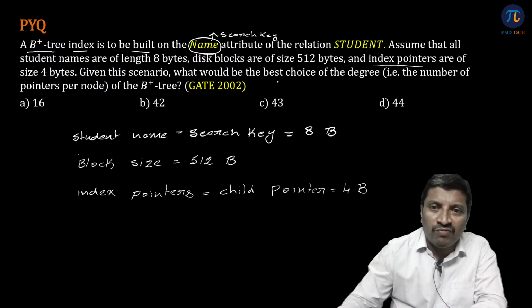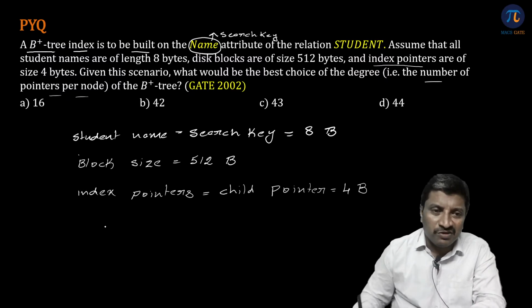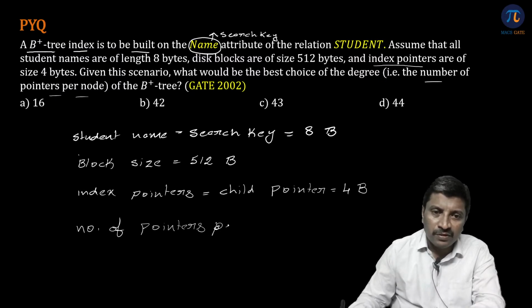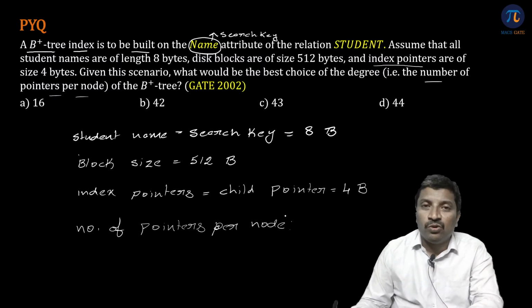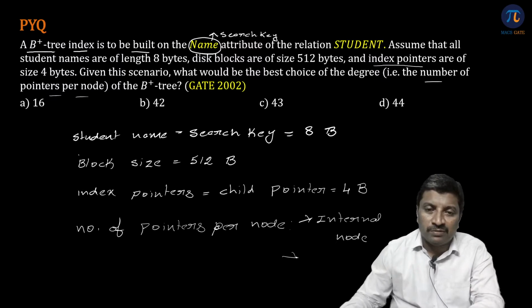Given this scenario, what would be the best choice of degree, the number of pointers per node? Sir, please observe it. We need to find the number of pointers. The question is about which node they asked, whether it is an internal node or a leaf node. About which type of node they raised the question. Is it an internal node or is it a leaf node?